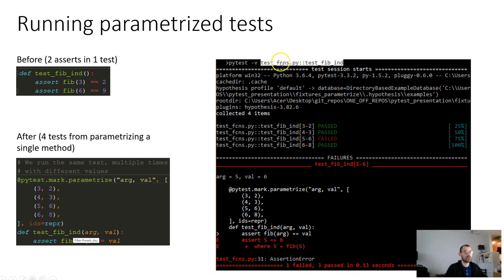Over here, you can see I'm targeting test_fib_ind, this individual test function, and it still runs all 4 tests associated with those parameters. So this is way cleaner, way nicer than using a loop. It gives you way better introspection into where and why your test failed.